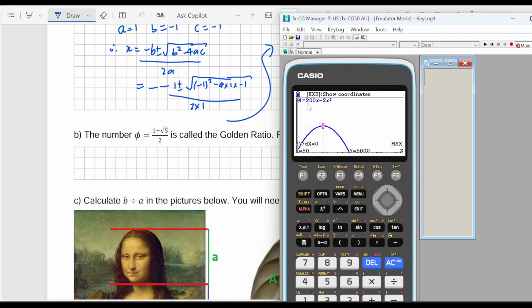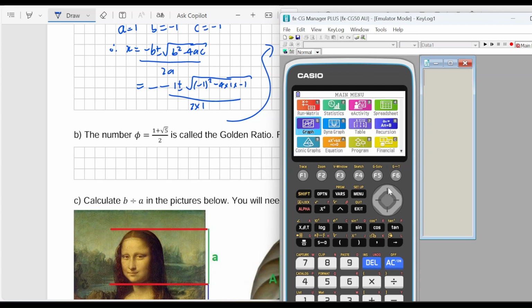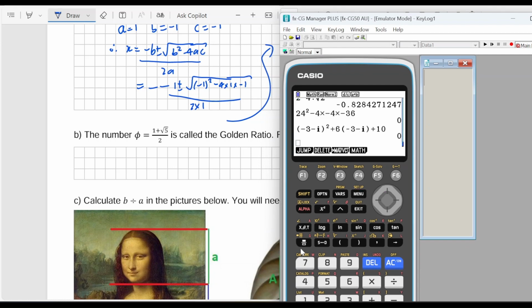So if we just go into normal calculator mode, the plus version is the golden ratio. So that is 1 plus the square root of 5, all over 2. And you set S to D, so 1.618.